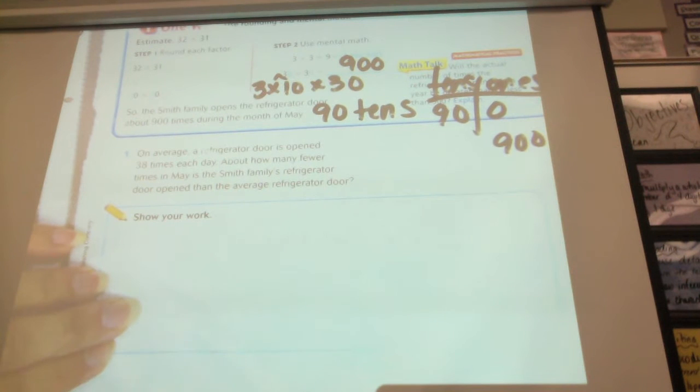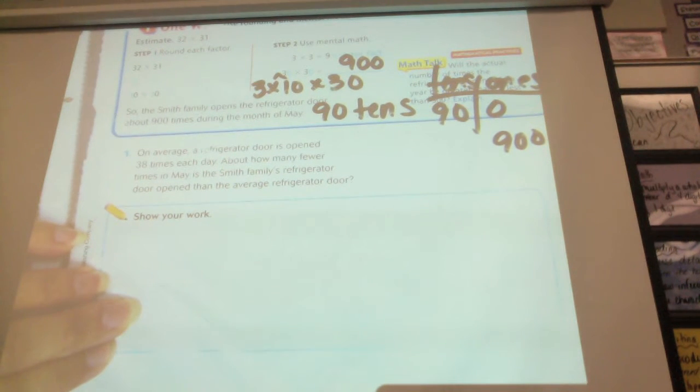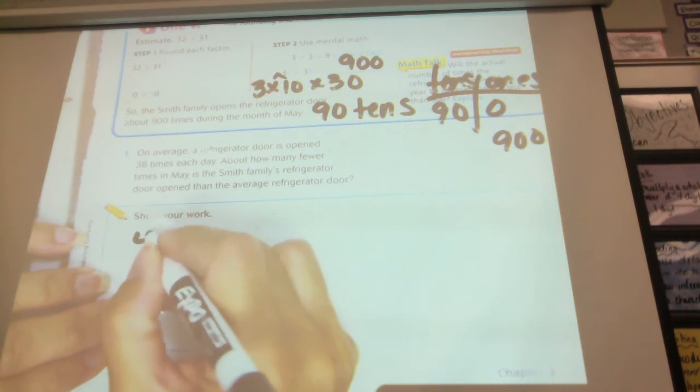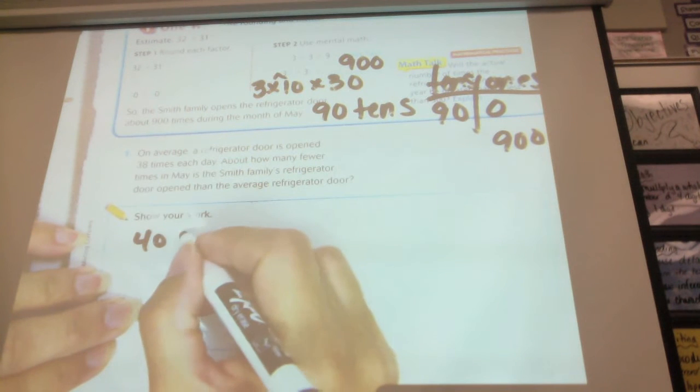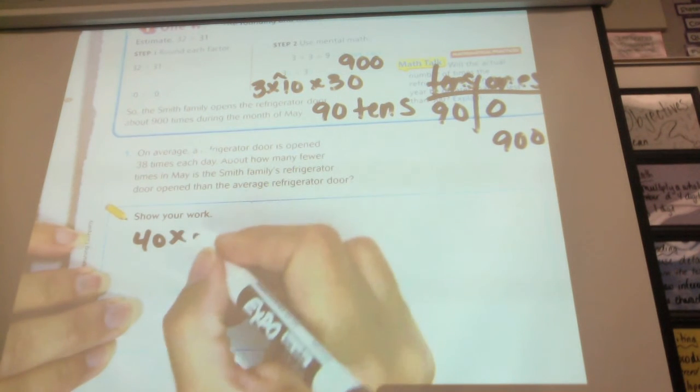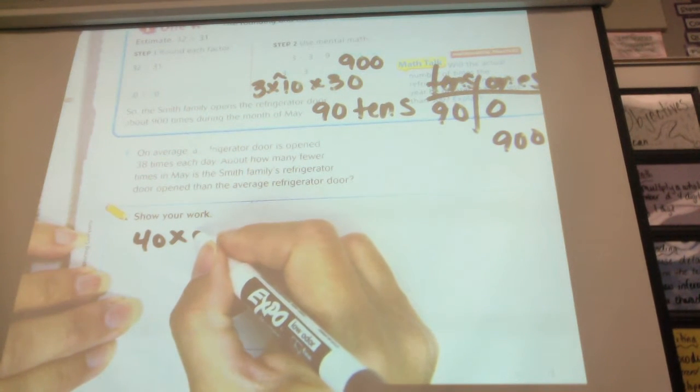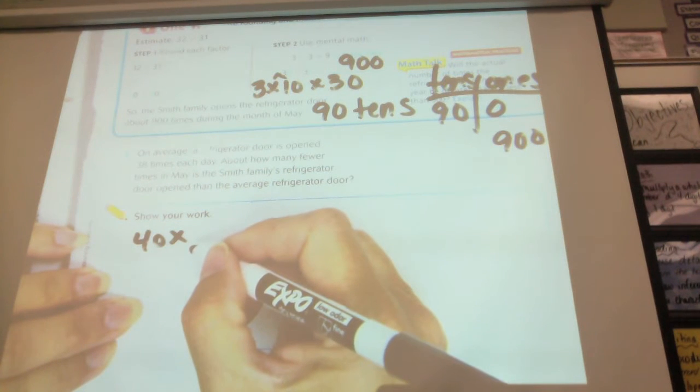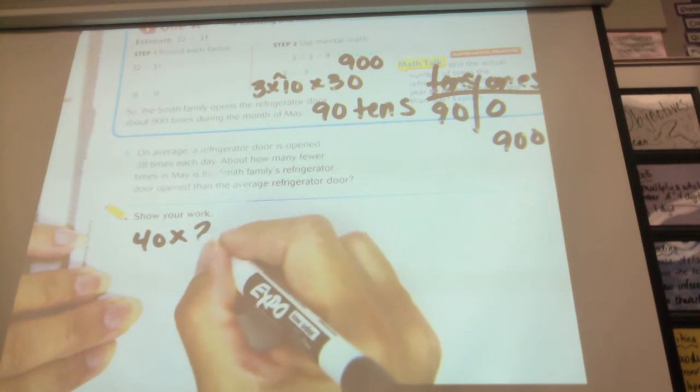40. I want everybody sure, because I think people are still in picture mode. What does 38 round to? 40. And we have 31 days in the month, so that rounded to? 30. 31 rounds to 30.